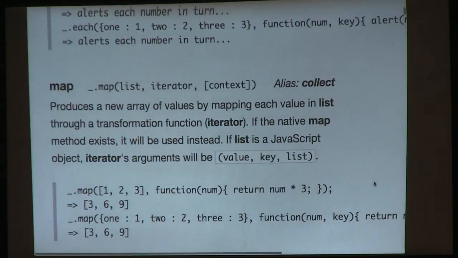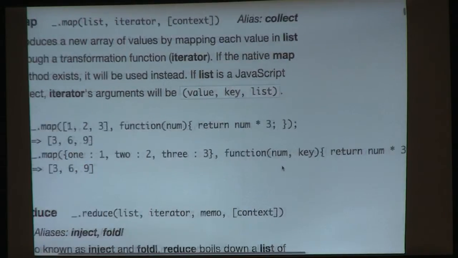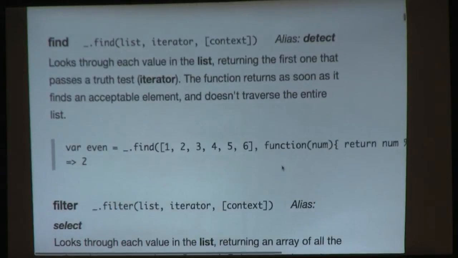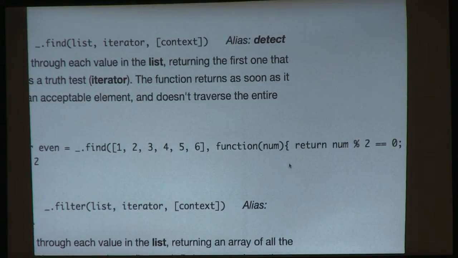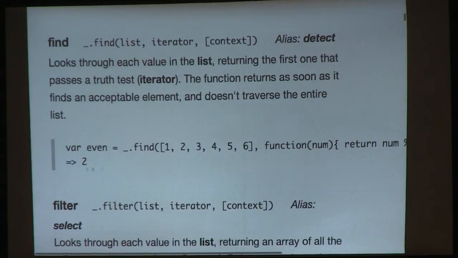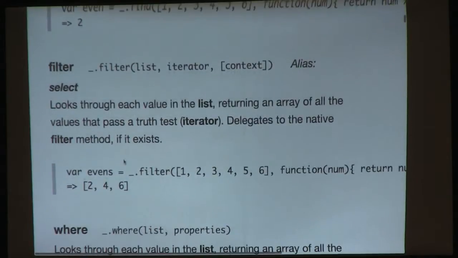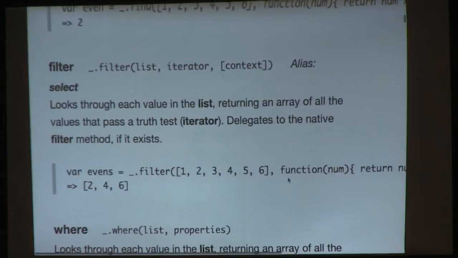Mapping is transforming one array into another array. So you can pass it an array or an array of objects. You can do the same thing, just return it. I'm not going to go through all of these because there's a whole bunch. Find is like find the first item that matches in the list. So this one's saying if the number is a multiple of 2, find the first one. So gives you the first one. You can filter items. So you say, well, find all numbers that are multiples of 2. Returns you those.